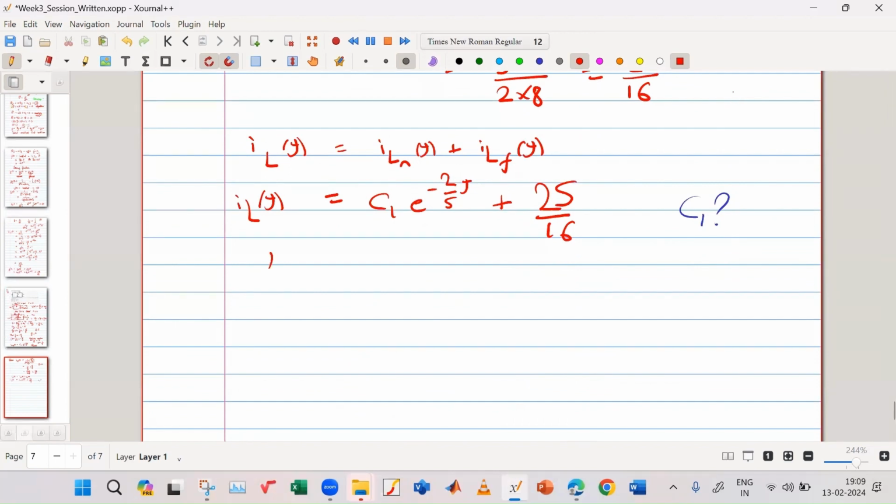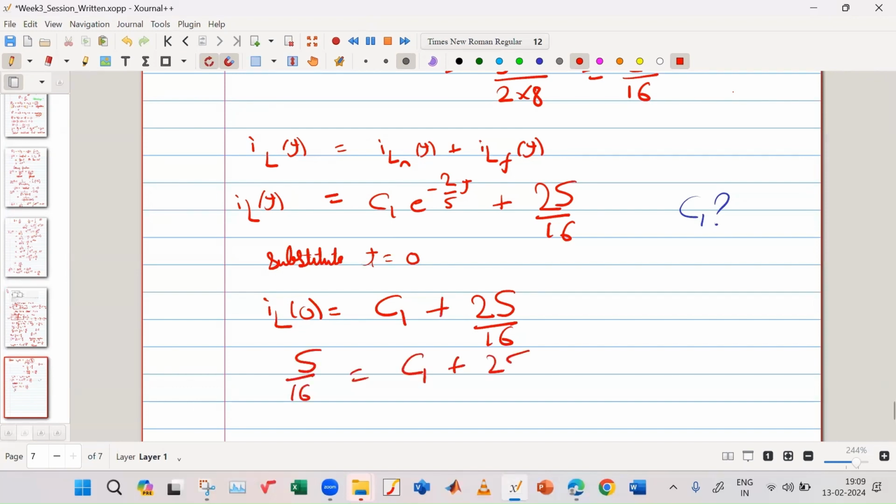So we substitute t equal to 0. What will we get? We will get IL of 0 is equal to C1 into e raised to minus 2 by 5 into 0. So 2 by 5 into 0 is 0 and anything raised to 0 is 1. So that's why this becomes C1 plus 25 by 16. Now what is your IL of 0? That is 5 by 16.